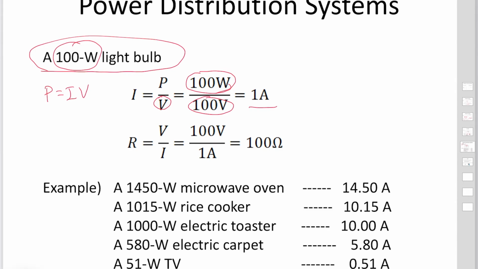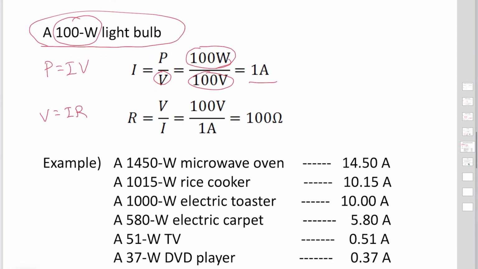Using V equals IR, the resistance inside of the light bulb can be calculated. V equals 100 volts, and the current is 1 ampere, and the resistance becomes 100 ohms. So using these equations, you can find the resistance and also the current flowing in each electric device.